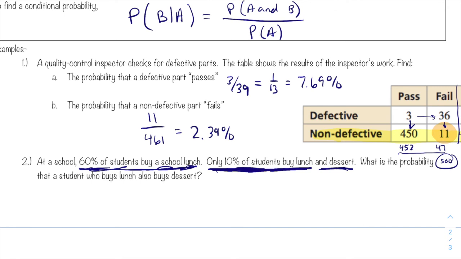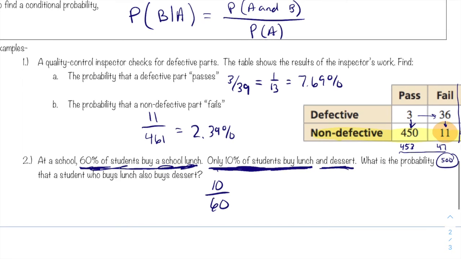It really is just as simple as, well, since it doesn't really matter what the number of students is, we can just say 10 out of the 60. It's really that simple, which is 1/6, which you can change to a percent as 16.67%. Either one is acceptable. And that is it. That's independent and dependent events.